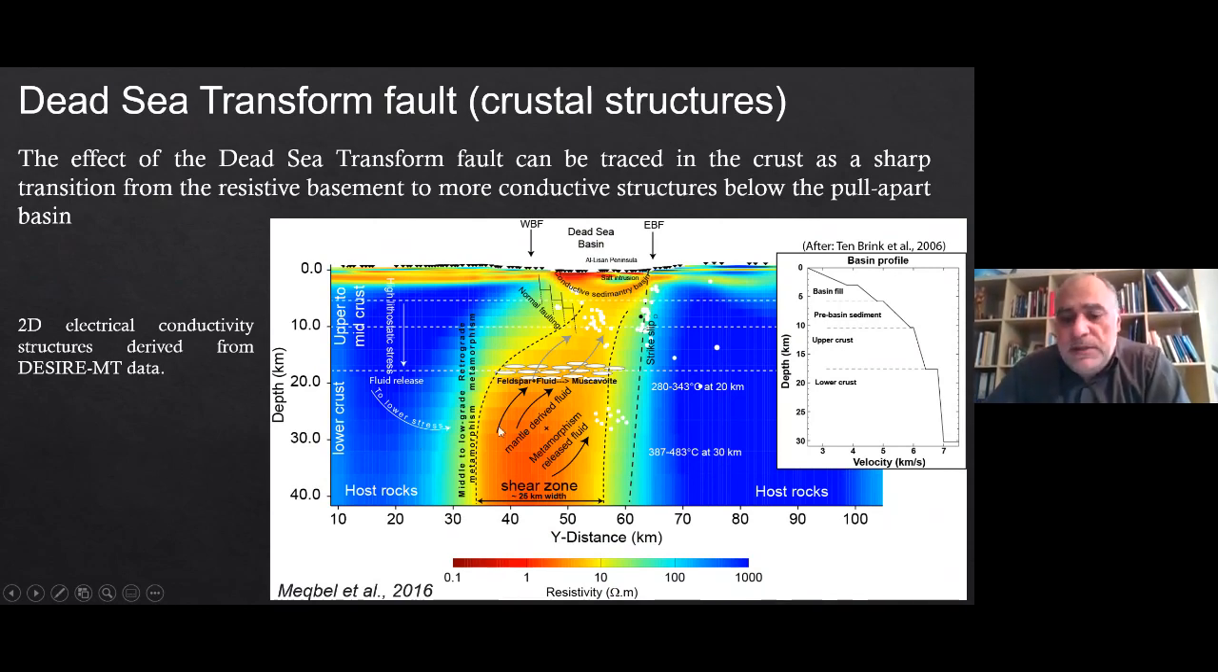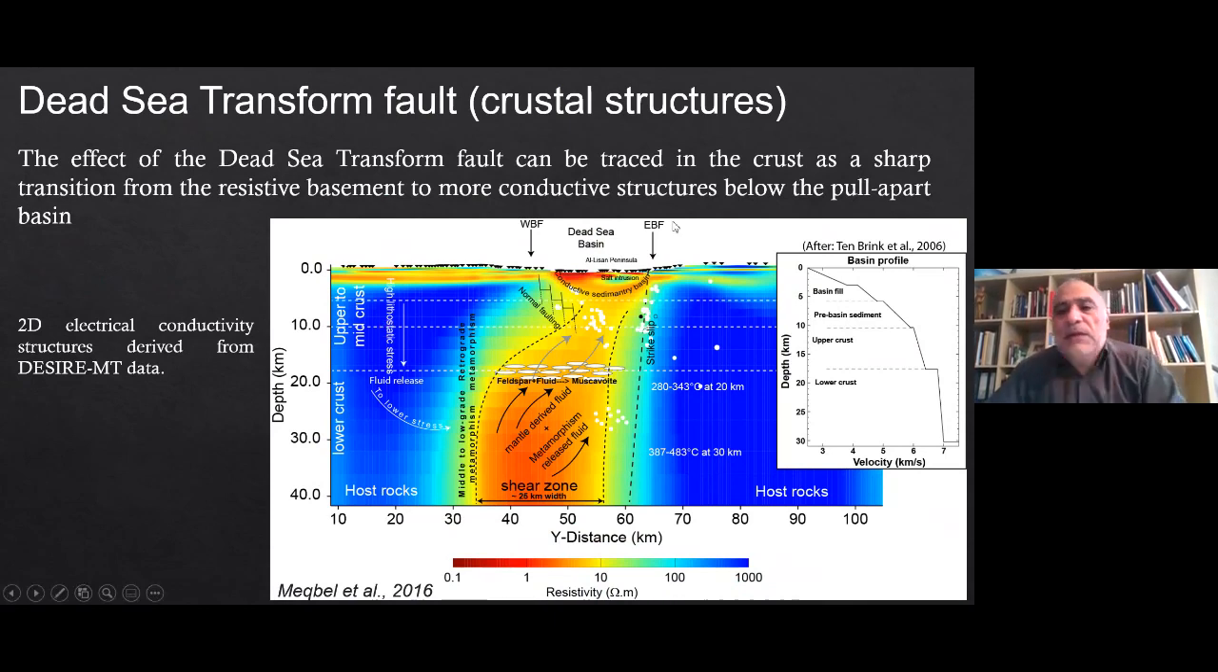Another nice observation is the implication of the Dead Sea transform, which, if you can see my pointer here, has its surface trace located here. If you extend the effect of the fault toward depth, you see it is located exactly where we have the transition between the resistive block at the eastern part toward the conductive anomalies in the center, and in the other part we have the resistive basement again.